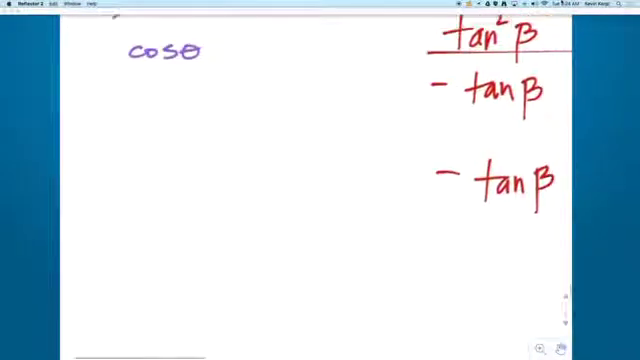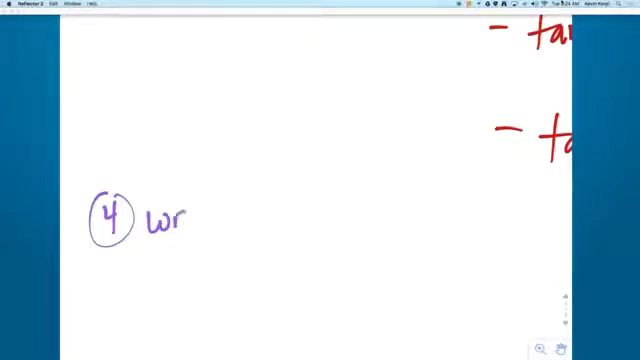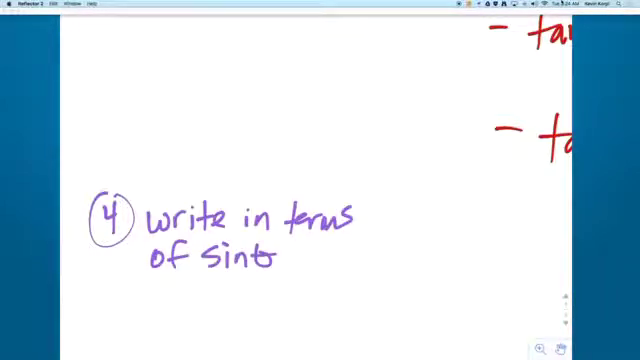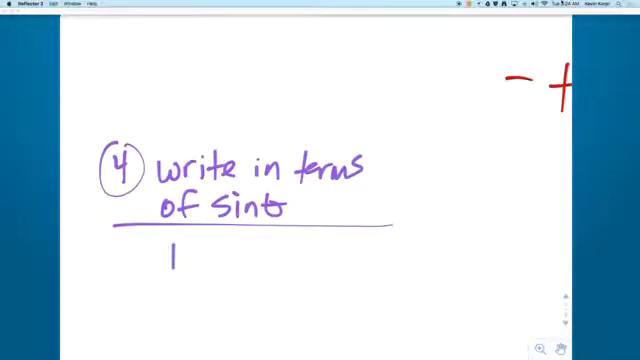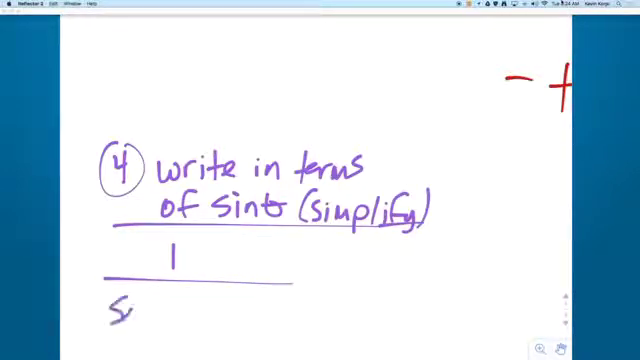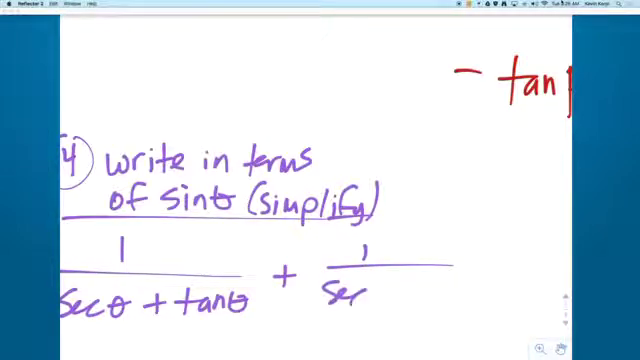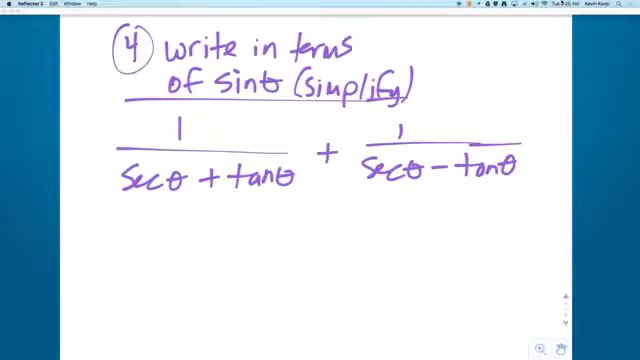Here's an interesting one. This one doesn't necessarily simplify down to anything beautiful, but I want you to write in terms of sine of theta the following. Put the whole thing in terms of sine of theta and simplify as well. So 1 over secant of theta plus tangent of theta plus 1 over secant of theta minus tangent of theta. A little bit different instruction. This one doesn't necessarily simplify down to something as condensed as what we've been doing. But if you can get that far, I'll show you where to go from there.